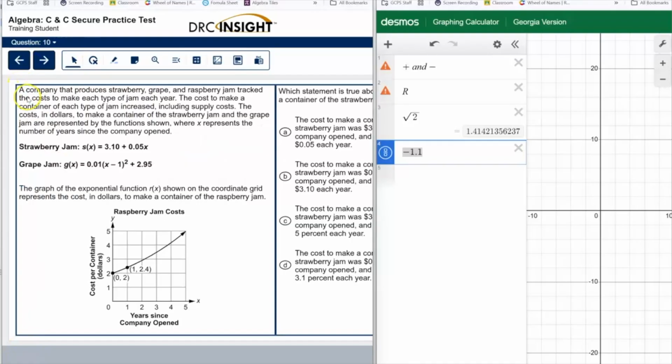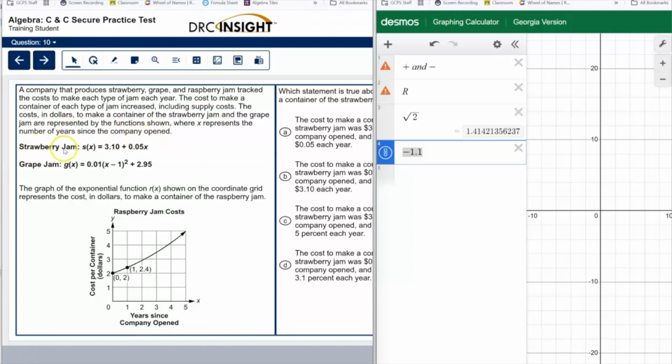All right, a company that produces strawberry, grape, and raspberry jam tracks the cost to make each type of jam each year. The cost to make a container of each type of jam increased, including supply costs. The cost in dollars to make the container of the strawberry jam and the grape jam are represented by the functions shown, where x represents the number of years since the company opened.